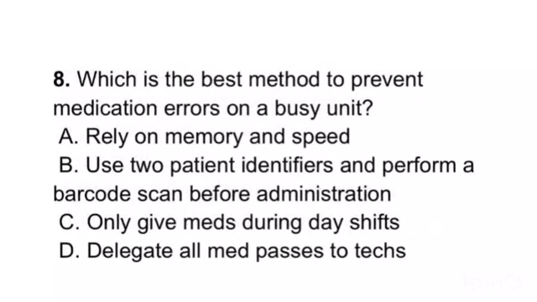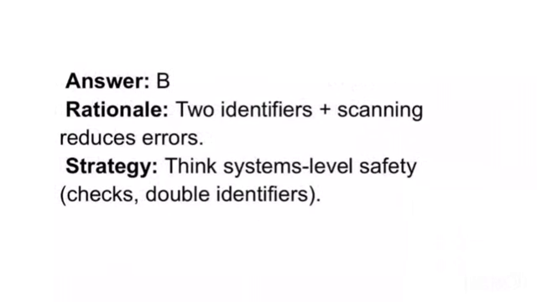8. Which is the best method to prevent medication errors on a busy unit? A. Rely on memory and speed. B. Use 2 patient identifiers and perform a barcode scan before administration. C. Only give meds during day shifts. D. Delegate all med passes to techs. Answer, B. Rationale, 2 identifiers plus scanning reduces errors. Strategy, think systems level safety, checks, double identifiers.